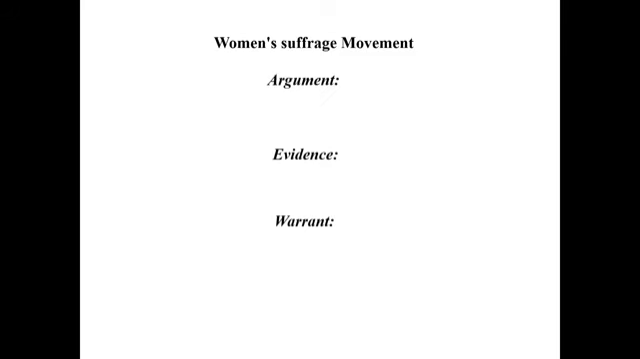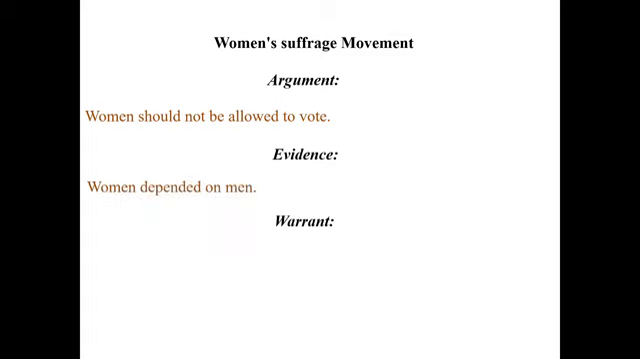I know all these terms at this point sound abstract, but let's look at real cases. I want to give you an example of the women's suffrage movement. The argument, or actually the practice, was that women should not be allowed to vote. The evidence was that women were dependent on men.